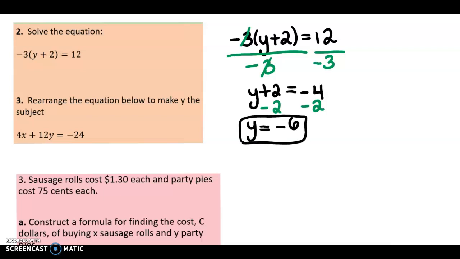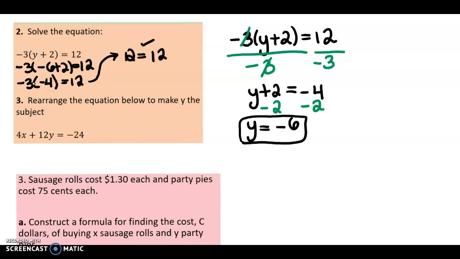So you can always double check your answer by substituting it back in. So if we came over to our original equation and I put 6 in place of my y, well, negative 3 outside of 6 plus 2 is 8, which I've clearly made a mistake here because this was supposed to be negative 6. Let me rewrite that one for you. So negative 3 outside of negative 6 plus 2, which negative 6 plus 2 is negative 4. And we know that negative 3 times negative 4 is in fact 12. So 12 does equal 12, so we did get it right.